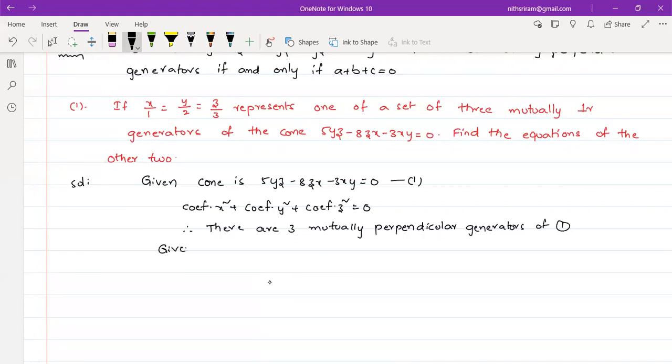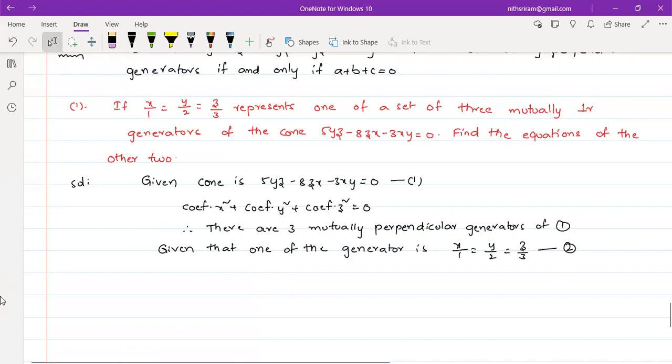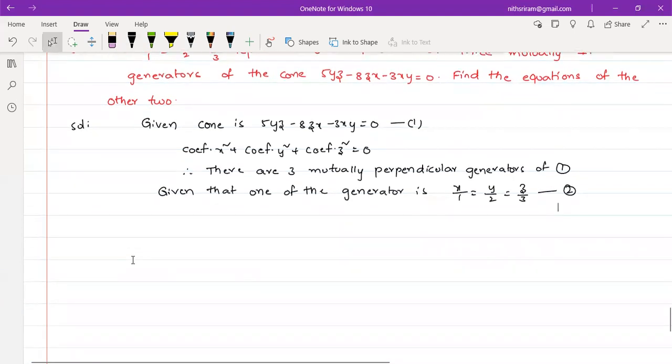Given that one of the generators is x by 1 is equal to y by 2 is equal to z by 3. So this is one of the generators, equation 2. By using this data, now I am going to find the other two generators.